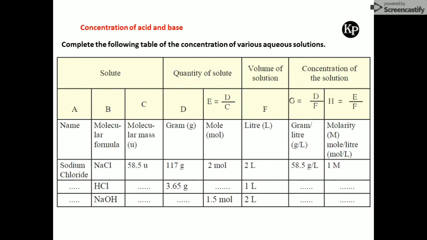In the same way we have to calculate for HCl and NaOH. HCl, what is the name? Hydrochloric acid. The molecular mass of HCl is 36.46. How much solute is taken? 3.65 gram is taken. So what will be the moles, calculated by gram upon molecular mass? It will be 0.1 mole. Volume of solution is 1 liter. So what will be the concentration in gram per liter? Definitely 3.65 gram per liter. And what will be the molarity? 0.1 molarity. And like the same, NaOH means sodium hydroxide.